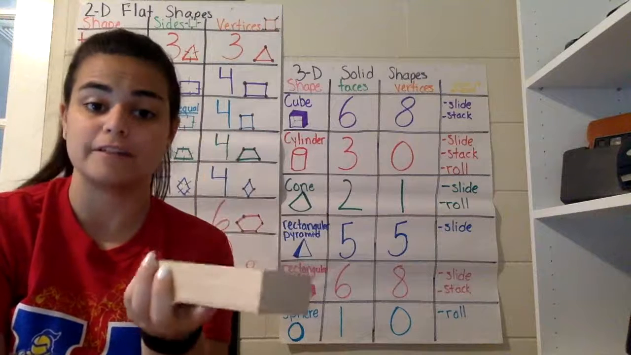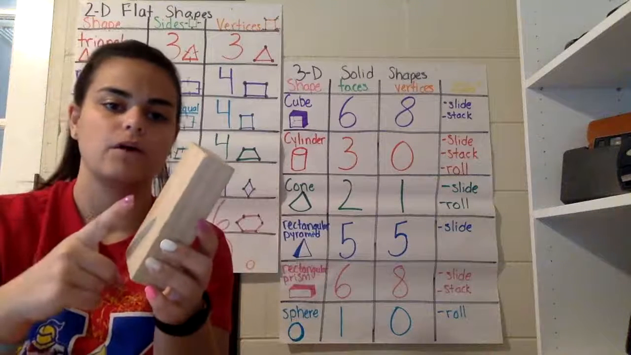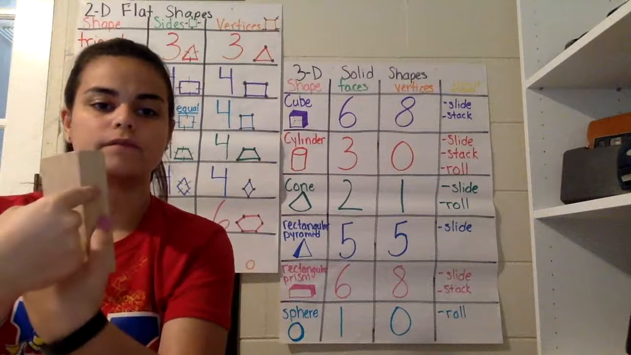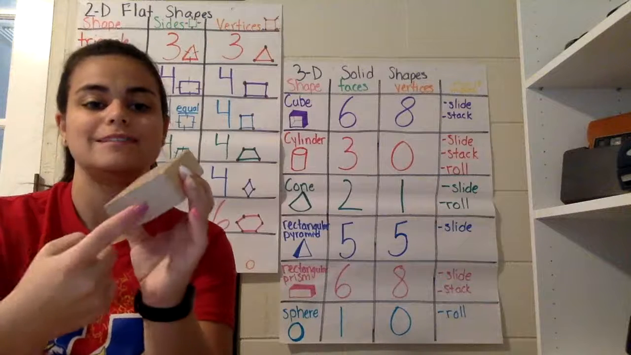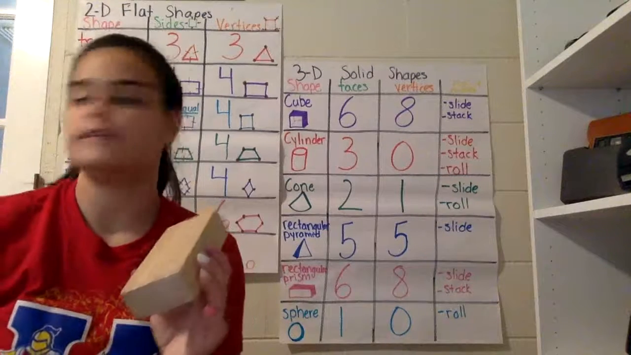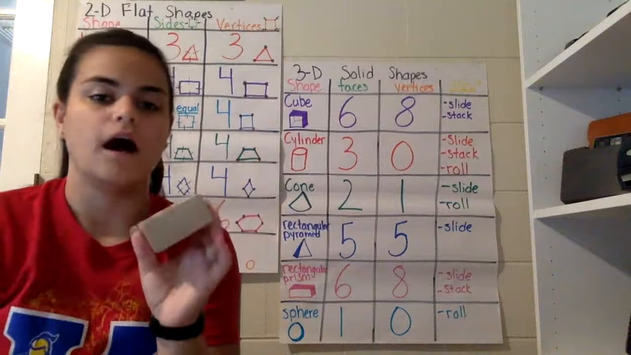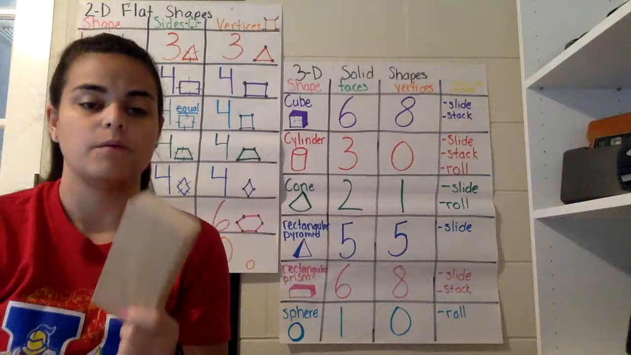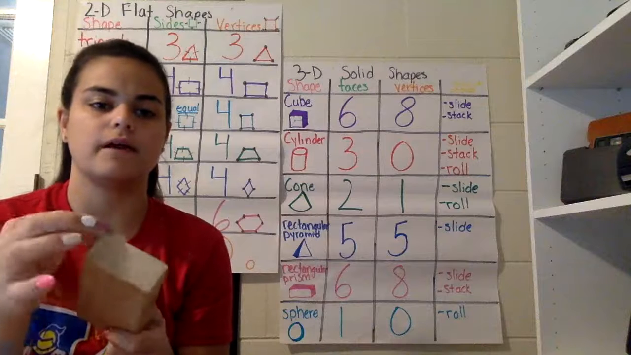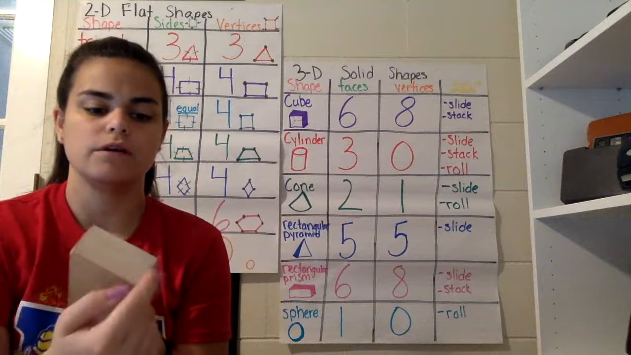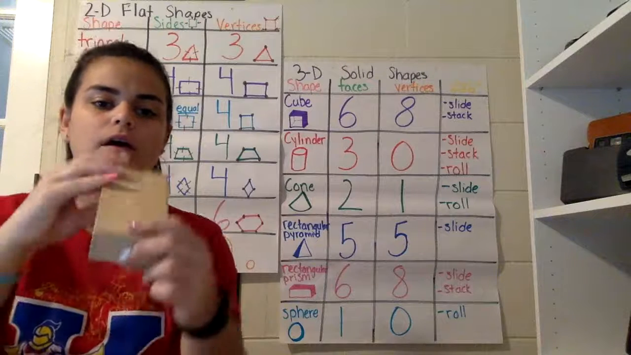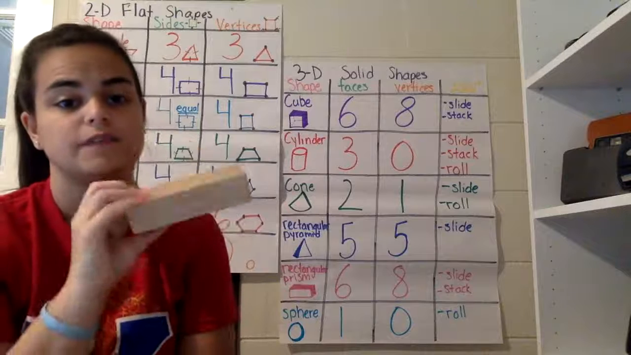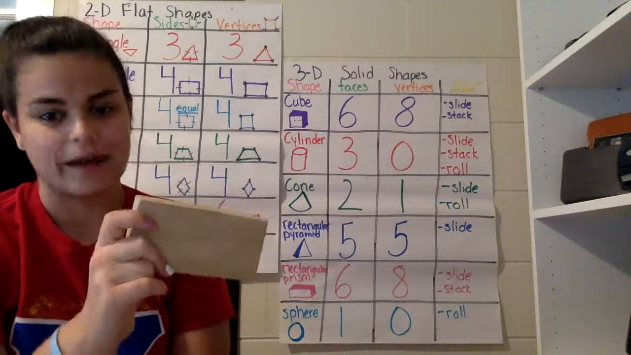How many faces are there? Well, let's count them. This one's a little tricky to count. We've got 1, 2, 3, 4, 5, 6. 6 faces on our rectangular prism. Now, the vertices. Remember, the vertices are where the lines come together and make our point. We've got 1, 2, 3, 4, 5, 6, 7, 8. 8 vertices. So you have 6 faces and 8 vertices.